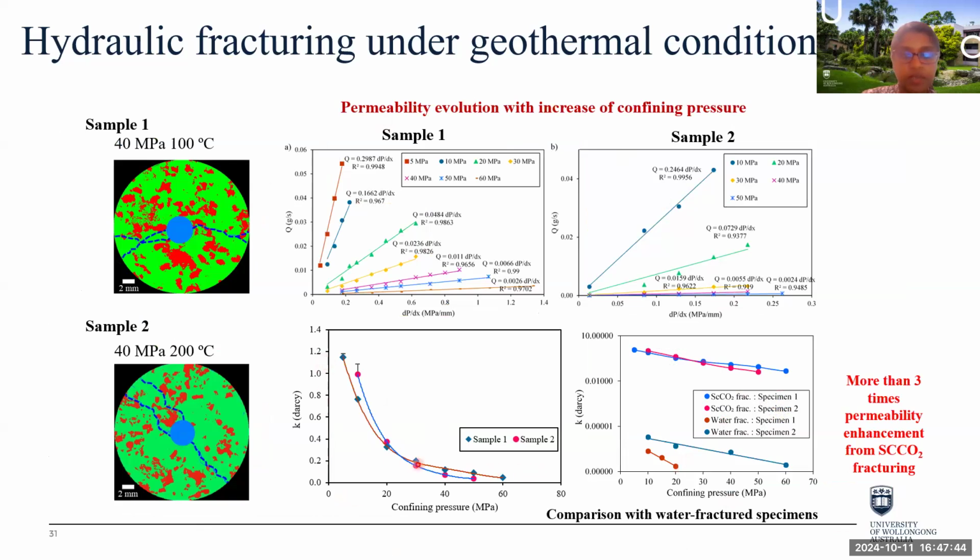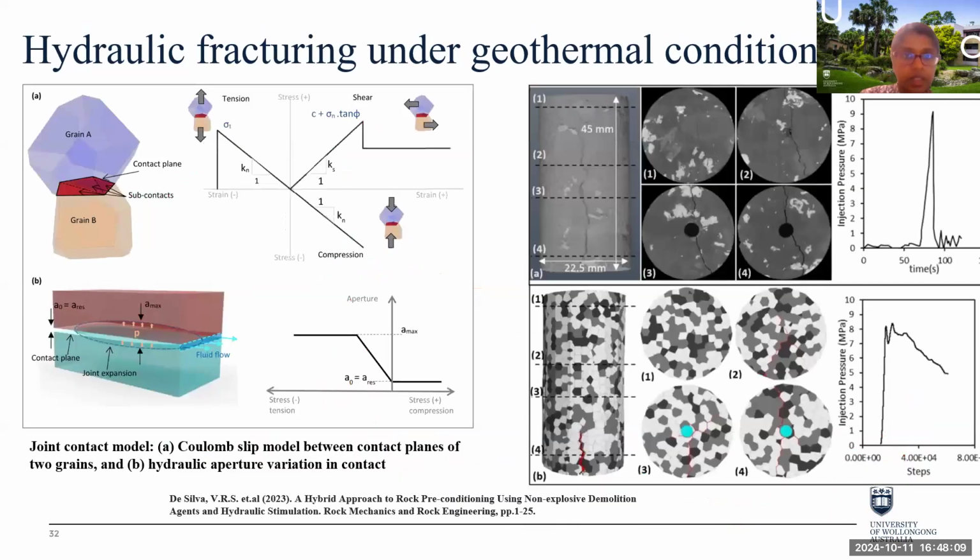This result shows the effect of confining pressure. These CO2-induced fractures are very stress sensitive, and you can see a significant nonlinear permeability reduction with increasing confining pressure. Another finding is that permeability of CO2-induced fractures is more than 3 orders higher than that of water-induced fractures, which is analogous to the morphology identified by CT analysis. This is the last work I'm going to present, a coupled hydromechanical distributed element model that simulated hydraulic fracturing on crystalline rock at grain scale.